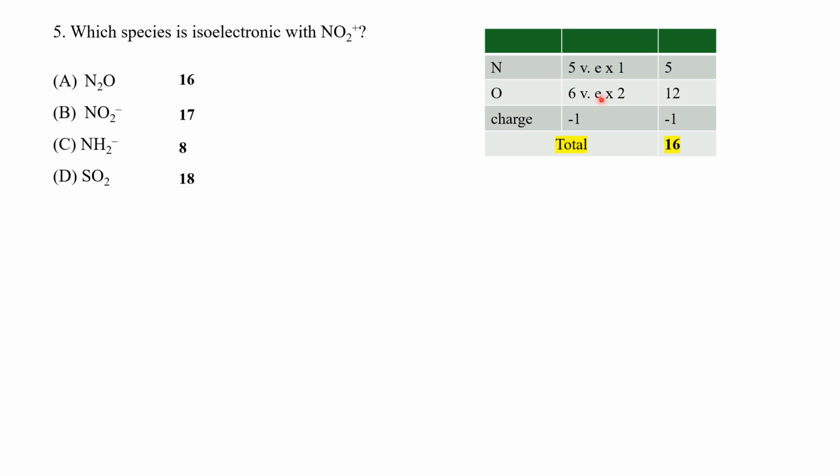You can follow the same method, like this electron count on NO2 plus, to find out these four answers. Now, which answer is correct? 16 electrons on N2O, that is equal to the 16 on NO2 plus. So they are isoelectronic. The answer is A. Let's move on to the last question.